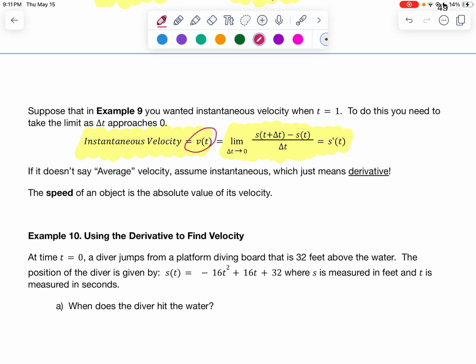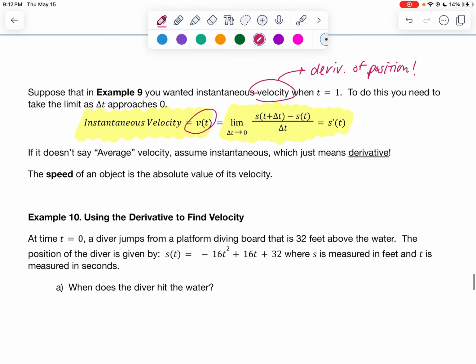When it's talking about velocity, it's talking about the derivative of position. So if it doesn't say average velocity, assume instantaneous, which just means the derivative. The speed of an object is the absolute value of its velocity. So let's try example 10. It says, using the derivative to find velocity.